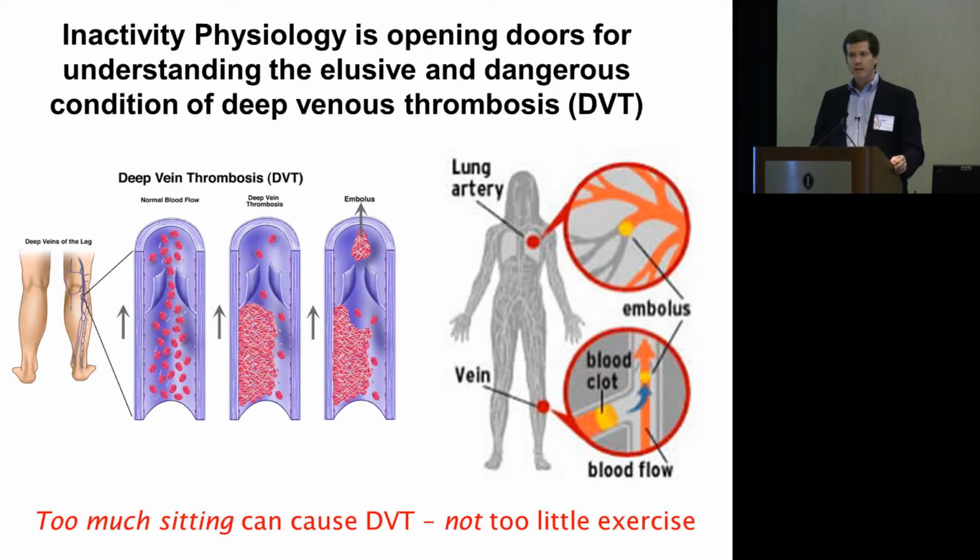I'm going to give you a recent example of a paper that Ted Zderic, who works in my lab, just published. He was very interested in hemostasis and coagulation. And so this is also an example of where inactivity physiology, while it's a new and emerging field, is opening the doors to answering questions that have been around for decades that we haven't solved. In this case, we were looking at DVT, deep venous thrombosis. We've known about DVT for a long time.